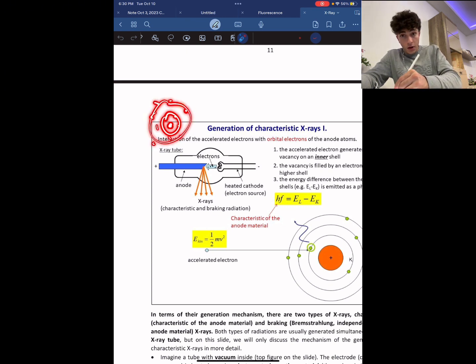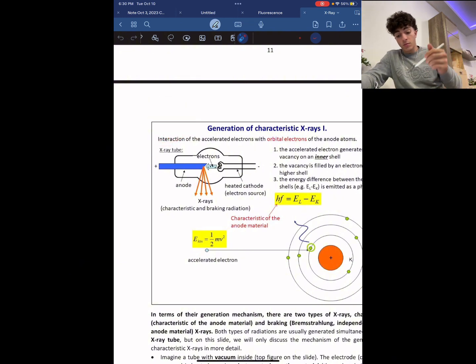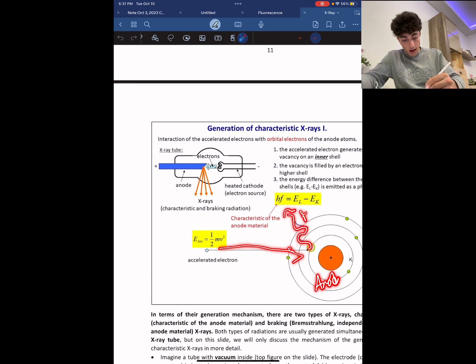Now, how do we create X-rays? We need a large amount of energy. What did we say does that? If we ionize the innermost shell electron, that does it, right? So we have an accelerated electron that hits the anode, and it is ionized.